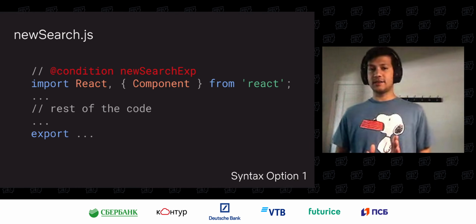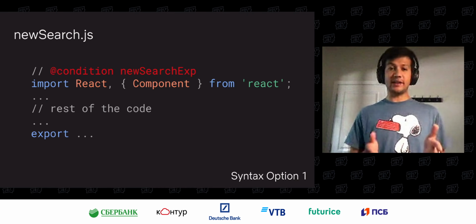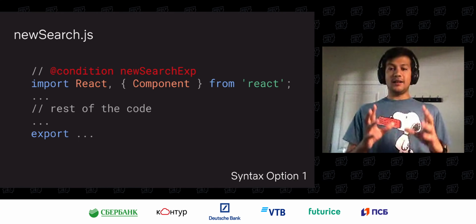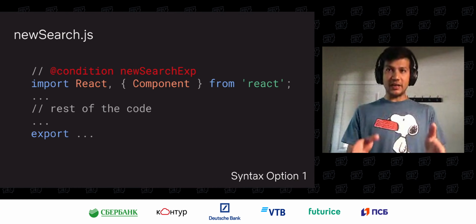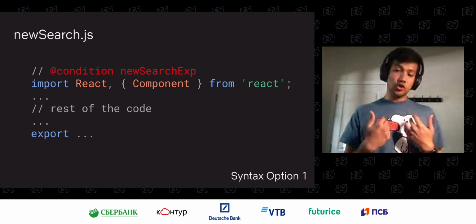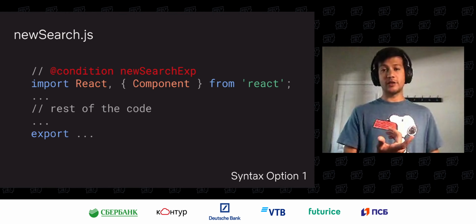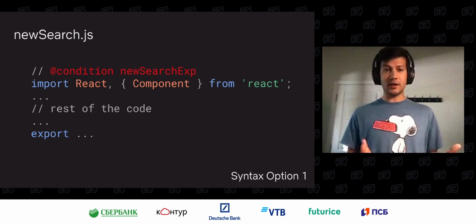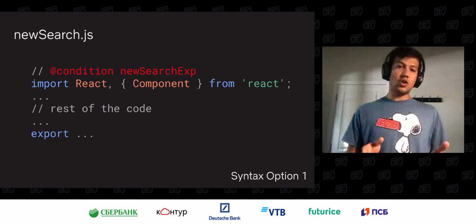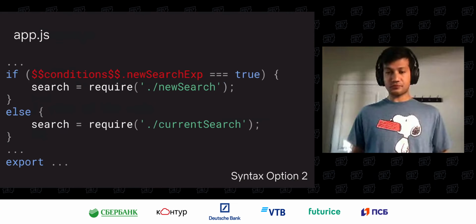So the first syntax that we introduced was a code comment on the top of the file, which is @condition followed by a Boolean flag. So this was the first syntax. And what this means is that the new search file itself is saying, hey, I should be included into the bundle if and only if the new search experience Boolean value is true, right? So this was self-explanatory, but it's still a code comment. That was the first syntax that we gave to our engineers.